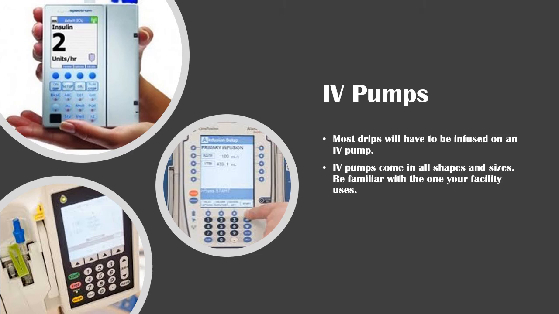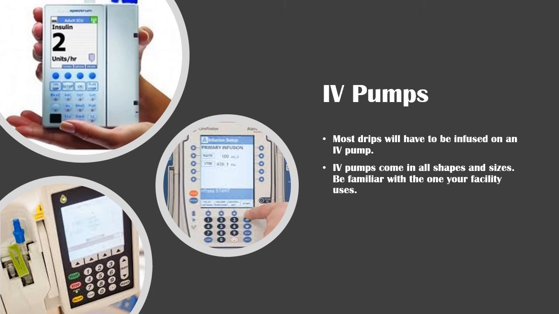A couple things with IV pumps. Most modern ones have every medicine known to man in there. You pick the medicine you want, you put in the patient's weight if you need to, and it will program the drip for you, so there's no math involved. Sometimes there is math involved, and it's always good to check the math to make sure that the math was done correctly. They come in all shapes and sizes. The best thing I can tell you, be familiar with the IV pump that your facility uses.